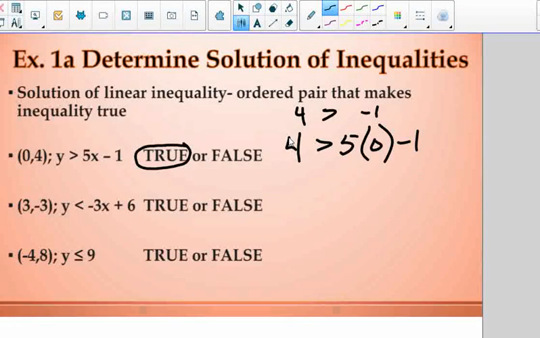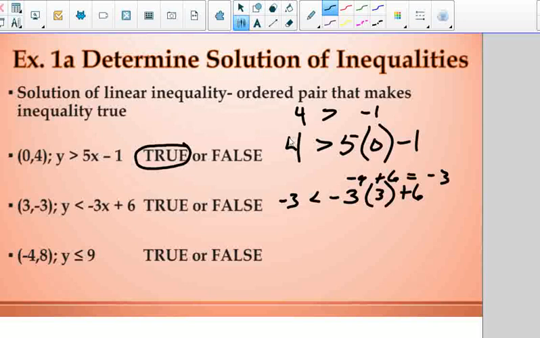Let's look at the second one. 3 and negative 3. Let's plug those numbers into our inequality. So I have a negative 3 for my y. This has to be less than a negative 3 times a positive 3 plus 6. Negative 3 times 3 is a negative 9. Negative 9 plus 6 gives us a negative 3. A negative 3 is not less than a negative 3. So this statement is false.